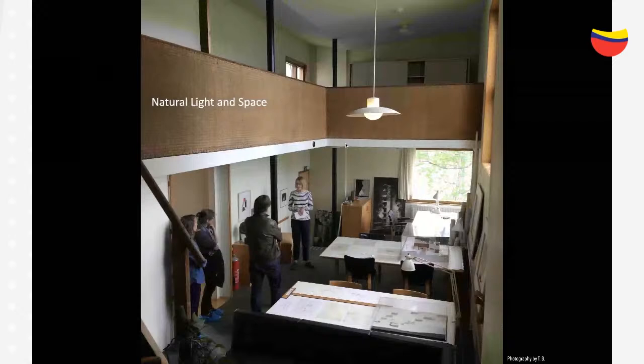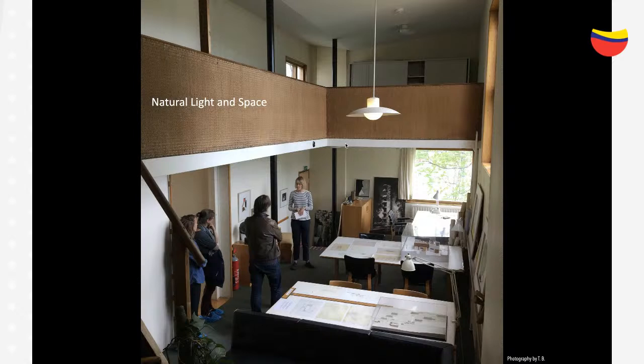Right, now let's change the subject totally. Let's take this understanding of light into an architectural environment. Natural light is important for us, therefore we have to use it as much as possible. So what is the space? Natural light and space. Yes, we will see some artificial lighting here, but we also see some natural light.